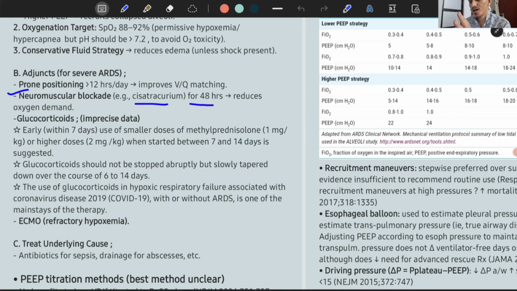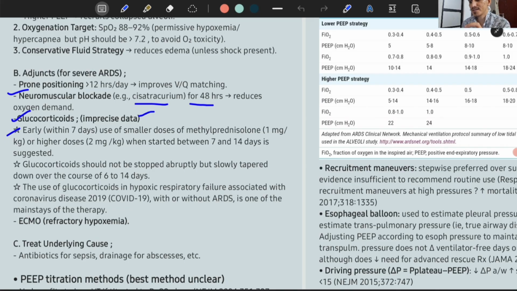Along with that, respiratory muscles will be lax, so you can distend the chest easily. Okay, then glucocorticoids, these have imprecise data.